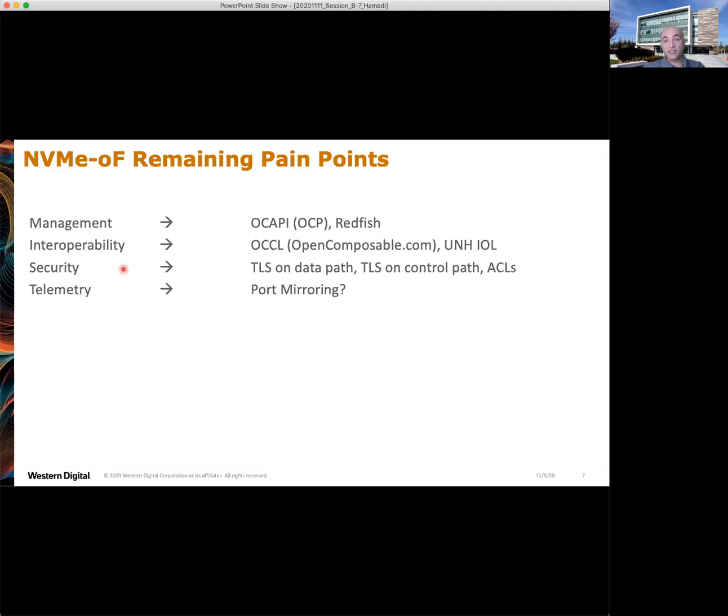And then the third area is around security. With that, we're seeing more and more products beginning to offer features around TLS and encryption for the data path and also the control path. We're also seeing more features around supporting ACLs. And then the last one is telemetry. What do you do when you run into a problem? Port mirroring, for example, comes into play in some of these scenarios. There are also some other attempts from the industry to standardize how we do telemetry.